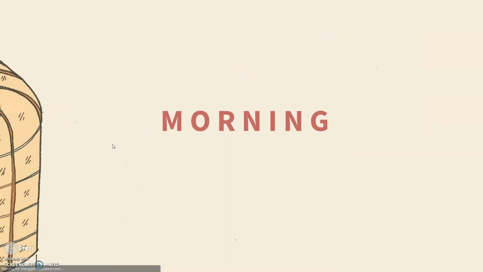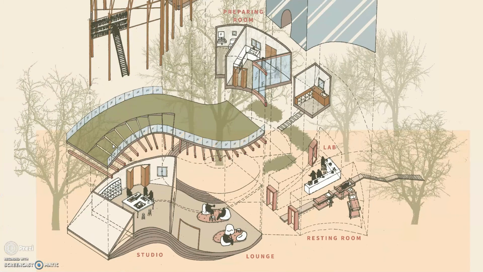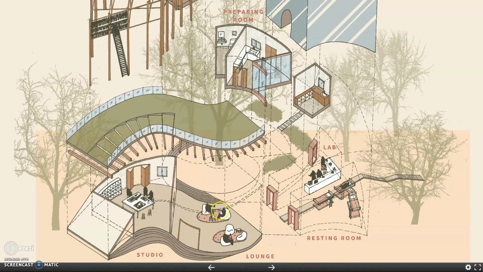During morning, the space for the studio over here is for student X. Here is a mini lounge for people as a waiting area, and here is a lab for student Y. And here is a preparing room, and this is a small yard to maintain and observe the garden.